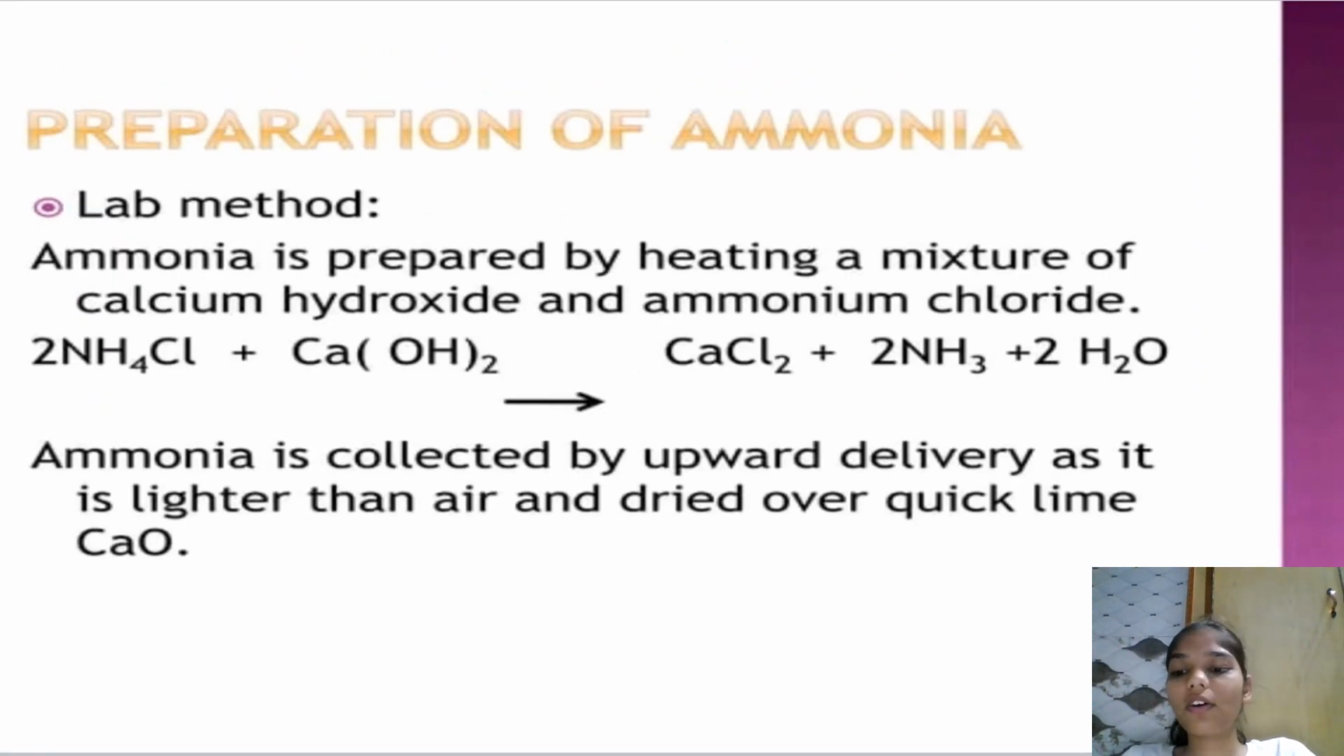Next are preparations of ammonia. The first method for the preparation of ammonia is the lab method. Ammonia is prepared by heating a mixture of calcium hydroxide and ammonium chloride, and we get calcium chloride plus ammonia plus water. Here ammonia is collected by upward delivery as it is lighter than air, and dried over quicklime, CaO.